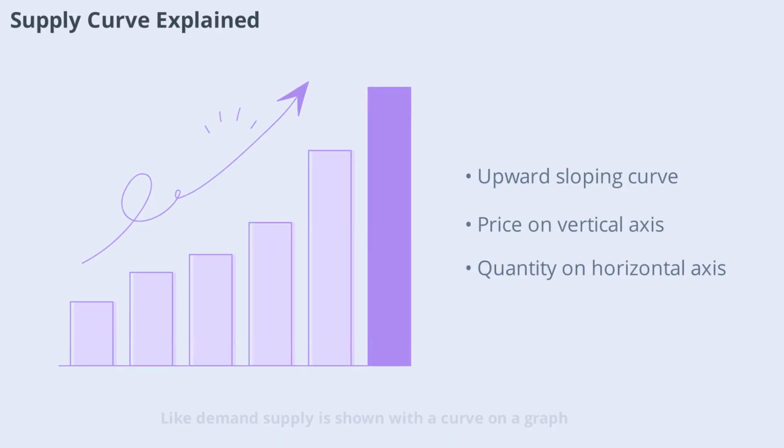Like demand, supply is shown with a curve on a graph. The supply curve slopes upward, meaning as prices rise, sellers are willing to supply more. Price is on the vertical axis and quantity supplied is on the horizontal. This upward slope reflects the idea that higher prices motivate producers to increase output. The supply curve is essential for understanding how sellers react to market changes.